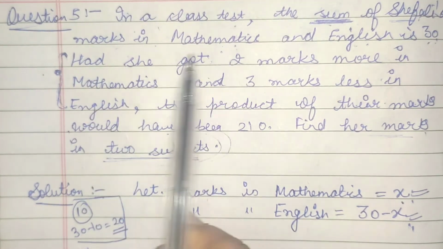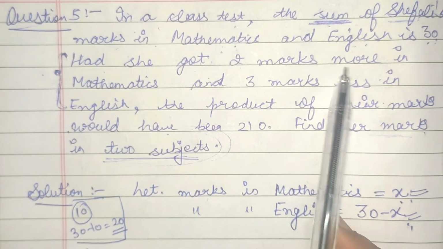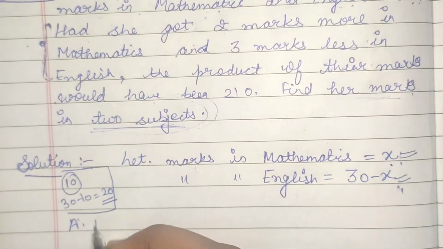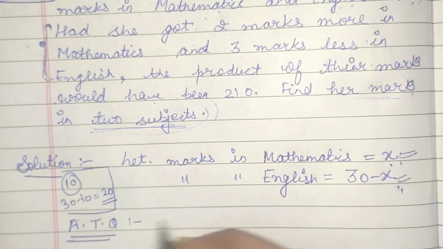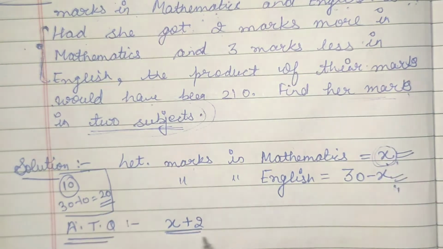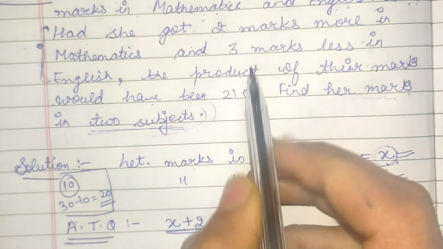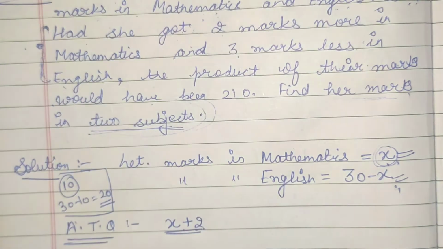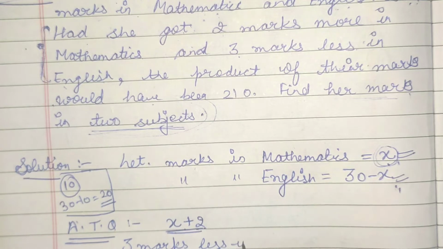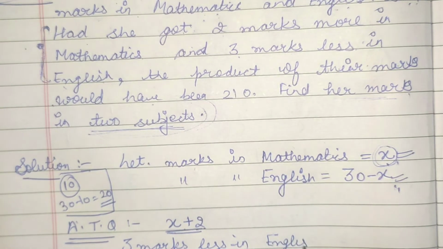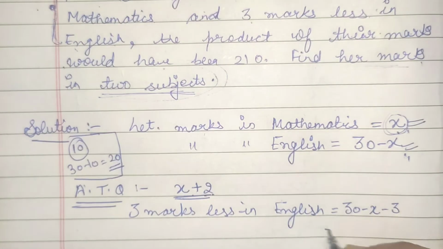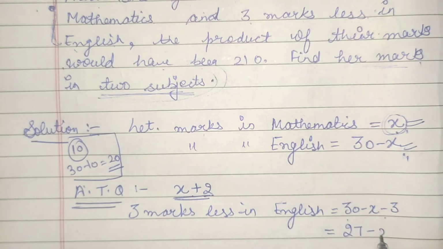So coming to the second condition, had she got 2 marks more in mathematics, means according to the given condition, what? 2 marks more in mathematics. So earlier marks were x, so 2 more means x plus 2, and 3 marks less in English. So 3 marks less in English will be how much? 3 marks less in English will be equal to the current marks minus 3. That means 30 minus 3 is 27 minus x.